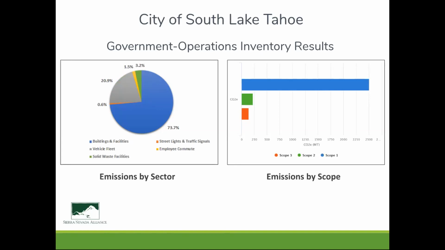Again, that's emissions by sector, but we also want to change lenses and look at emissions by scope. When we look at the emissions by scope, you see very quickly almost all of the emissions are scope 1. Again, those are the in-boundary direct emissions. There's very few scope 2 and scope 3. We had to take pause when we saw this result, because when we look at buildings and facilities, our first thought was, okay, well, those buildings use a ton of energy, a ton of electricity.